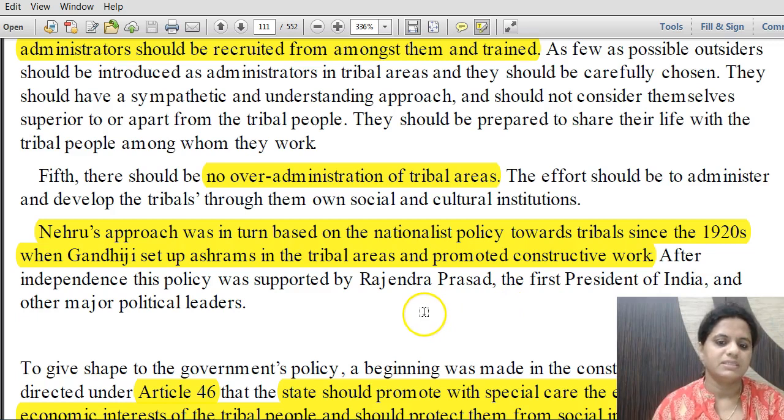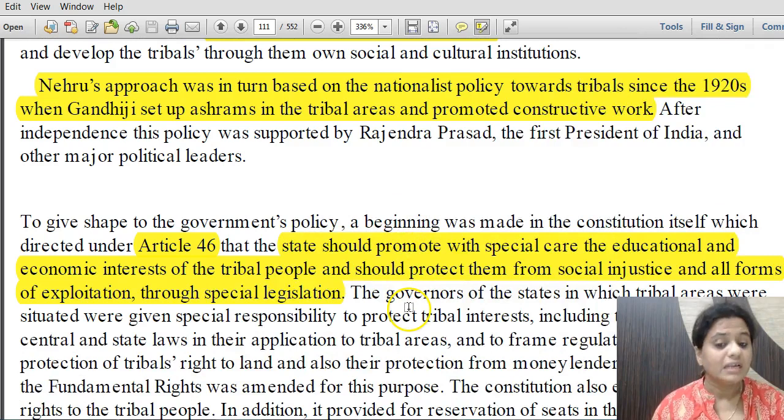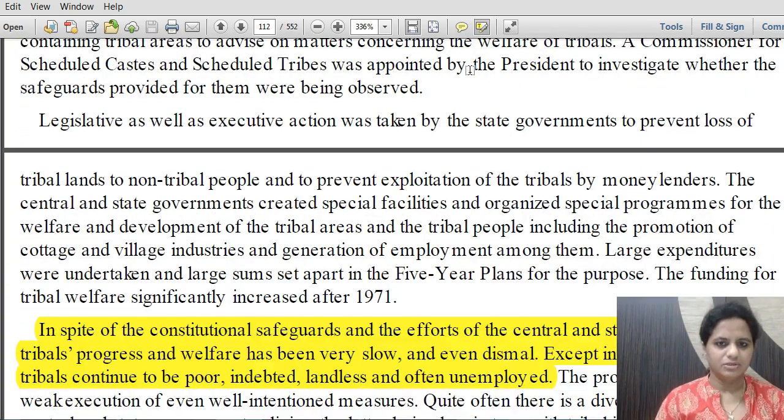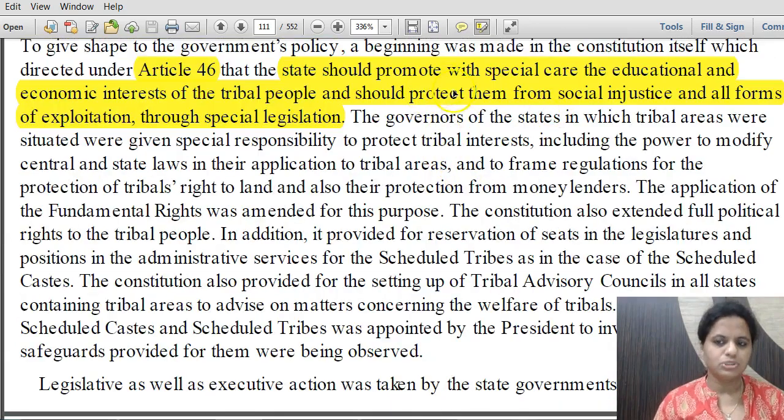So that was the government policy and is the basis of government policy on tribal issues. Article 46 of the Constitution also says, under the directive principles of state policy, that the state should promote with special care the education and economic interests of the tribal people and should protect them from social injustice and all forms of exploitation through special legislation. So that is also there. Article 46 is for scheduled castes, scheduled tribes, and also for weaker sections of the society. So their educational and social development, educational and economic interests have to be safeguarded.